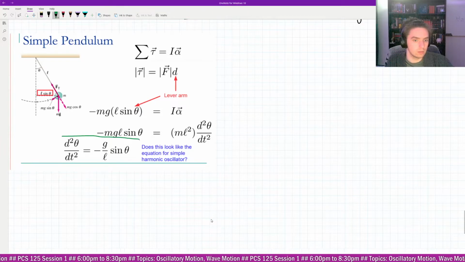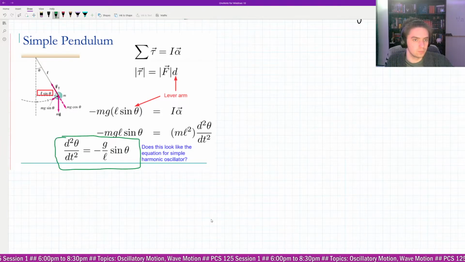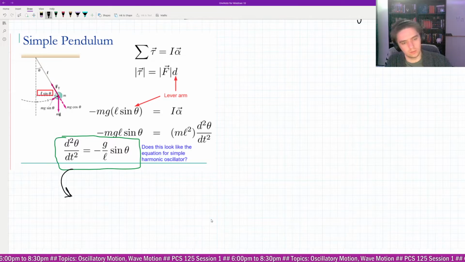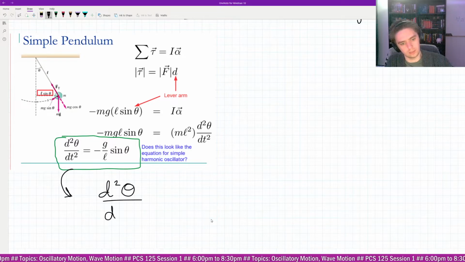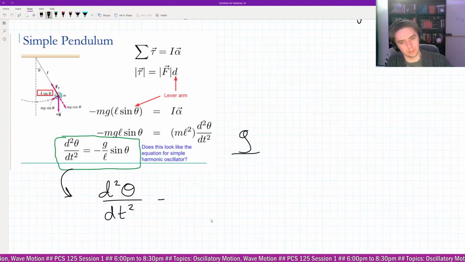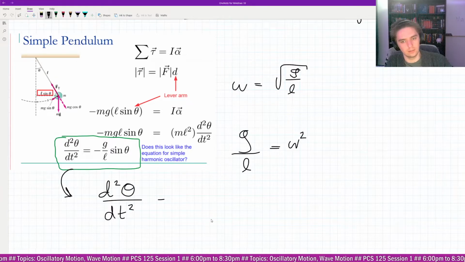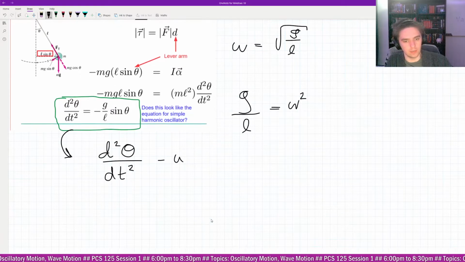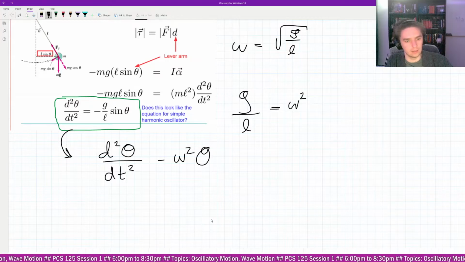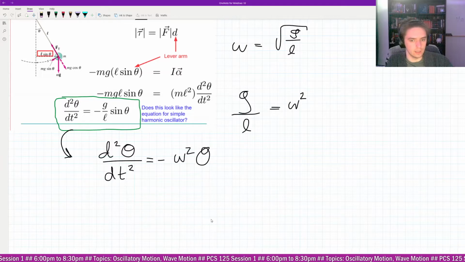Yeah. And using the small angle approximation, you get d squared theta by dt squared equals minus omega squared theta. Yeah, exactly. Okay, well, I'm going to explain it a little bit too. G over L. So if omega is the square root of G over L, then this is omega squared, right? So we can just say this is minus omega squared theta. That's right, this is equal to that, because sine theta equals theta for small angles.